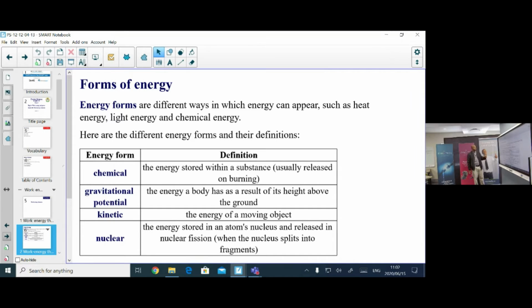And then we have chemical energy, the energy stored within a substance. In other words, when you burn it, you're going to see smoke, or in other cases just a fire, which is where you can talk about chemical energy. Kinetic energy, I've defined it: the energy of a moving object. Nuclear is the energy stored in an atom's nucleus and released in nuclear fusion.